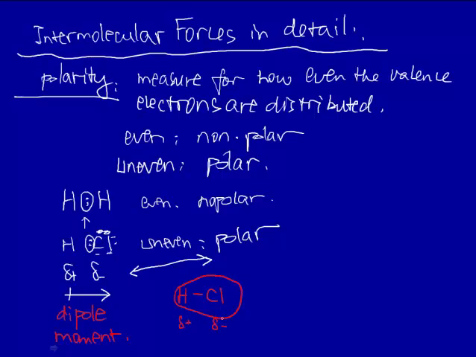The reason I use the small letter delta is because even though the chlorine has the stronger attraction for the valence electrons, it's not totally grabbed. So this valence electron is still being shared between the hydrogen and the chlorine. It's not a complete separation as in an ionic compound. And this is the individual chemical bond polarity. First, we have to have individual chemical bond polarity before you can get to the polarity for the whole molecule.